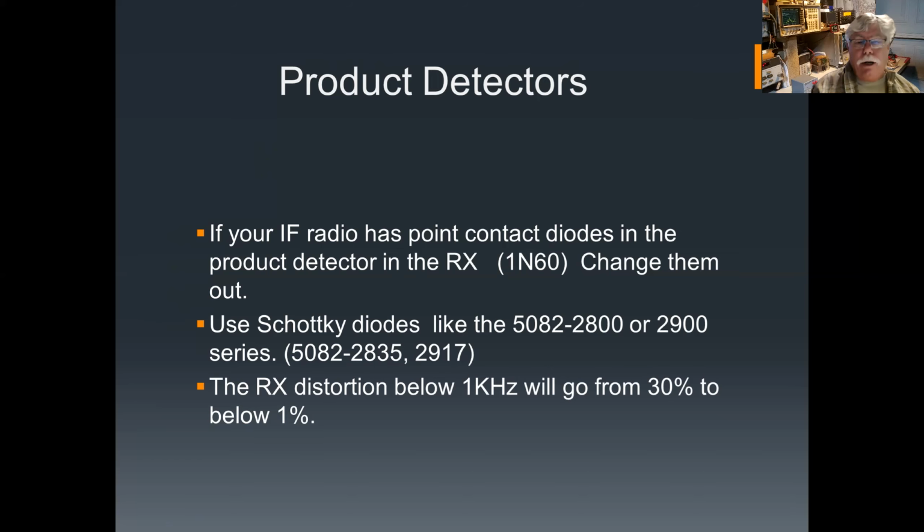Kenwood TS-820, 520, 440, 120, 180, and up. I think the 440 may have an integrated circuit, but it may also instead, I can't remember, have point contact diodes. Get in there and pull them out and put in Schottky diodes. It makes a huge difference. Your distortion goes from 30% down to 1%. And what happens is the background noise is soft. You don't realize how raspy and irritating the background noise is until you change the diodes, and it's smooth.